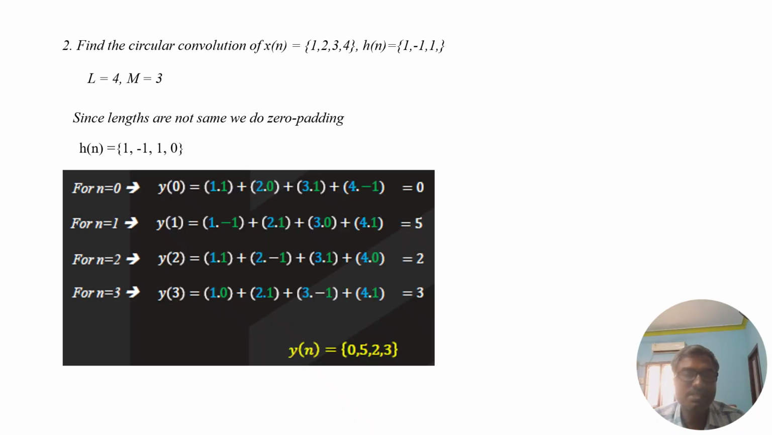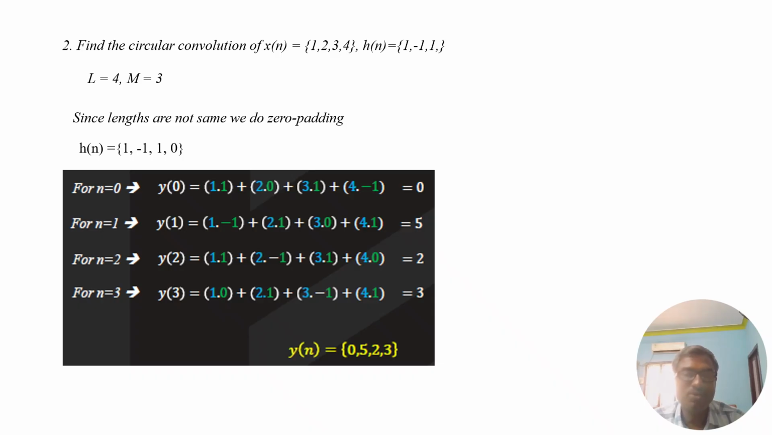We will see a second example for the computation of circular convolution. The problem is to find the circular convolution of x of n equal to 1, 2, 3, 4 and h of n equal to 1, minus 1, 1. Here the length of x of n is 4 and the length of h of n is 3. In order to perform the circular convolution, both sequences must have equal length. To make both sequences have equal length, we need to append one zero to the smaller sequence, so that the modified sequence of h of n is 1, minus 1, 1, 0.